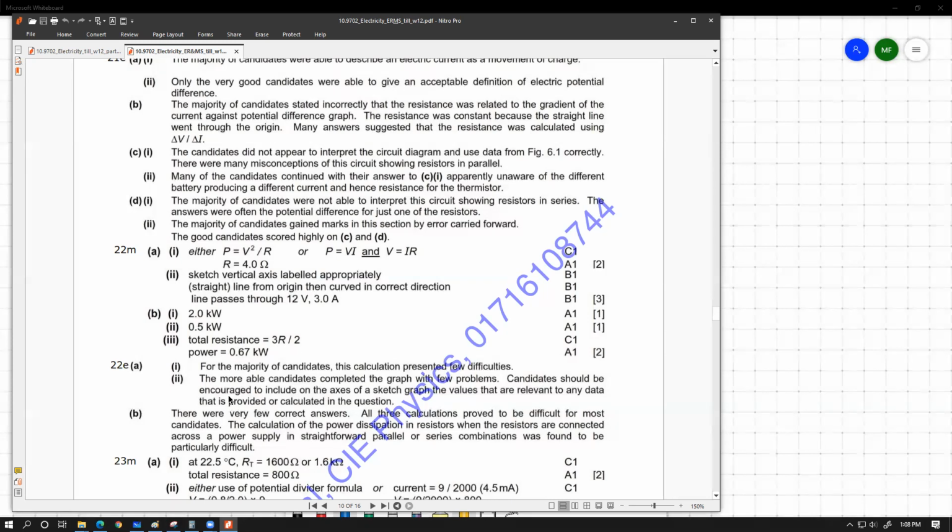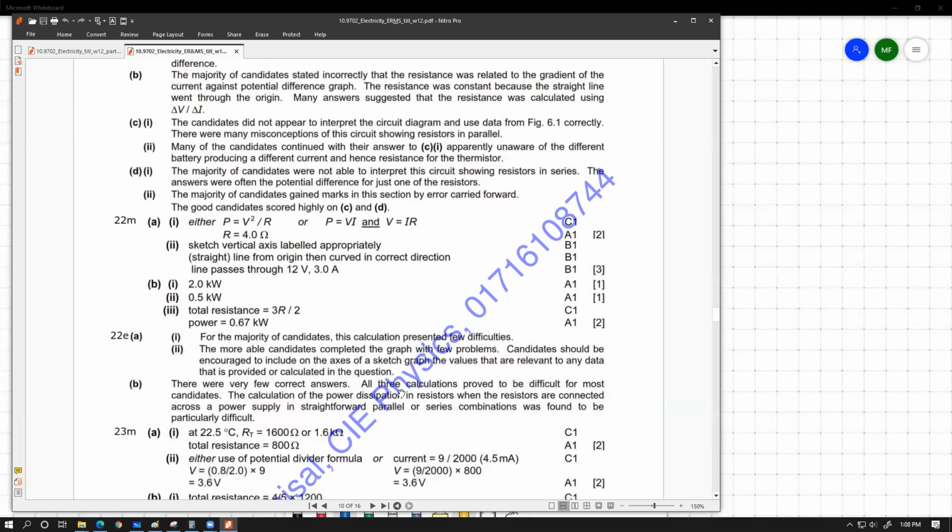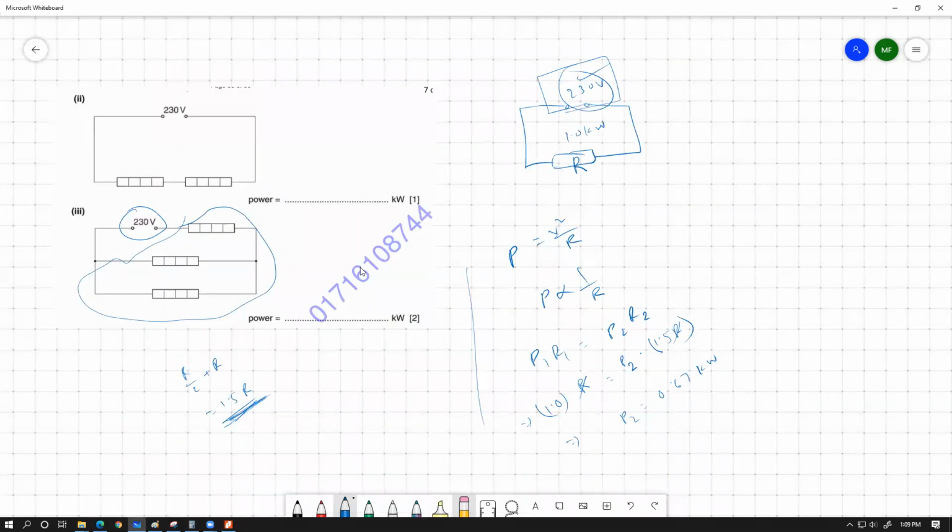The examiner report says there are very few correct answers. All three calculations proved to be difficult for most candidates. The calculation of power dissipation in resistors connected across the power supply, whether straightforward, parallel, or series combinations, was found to be particularly difficult. So power calculation proved difficult for most students in general. That's the general comment from the examiners.